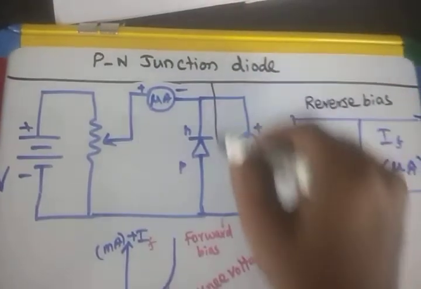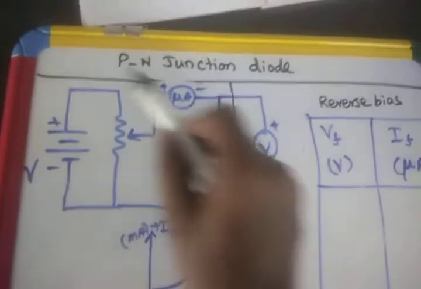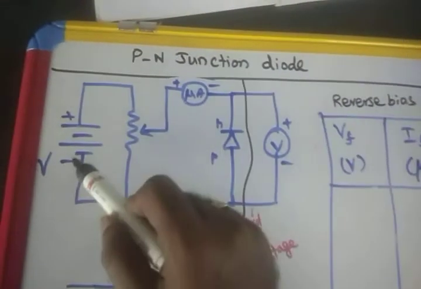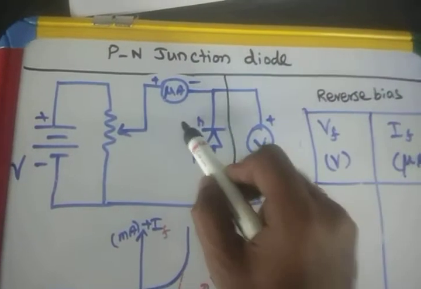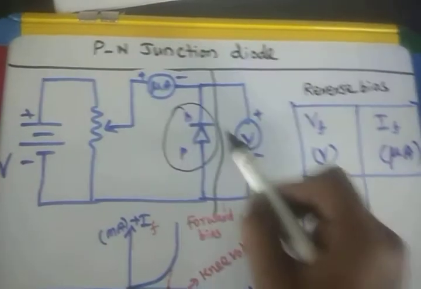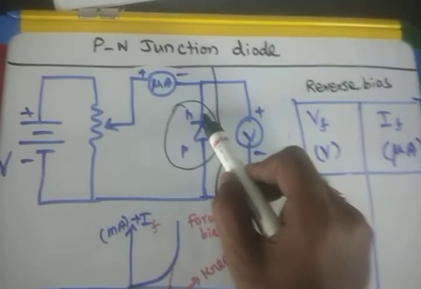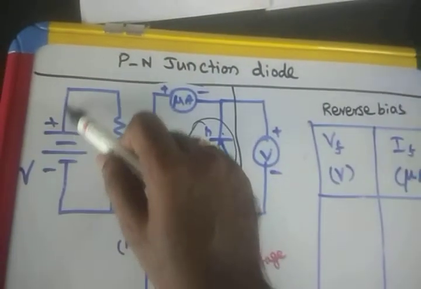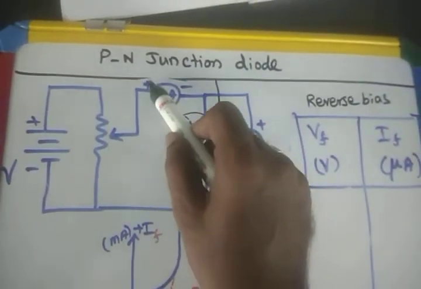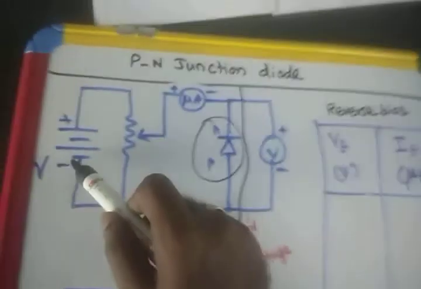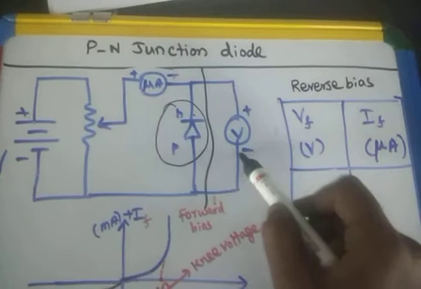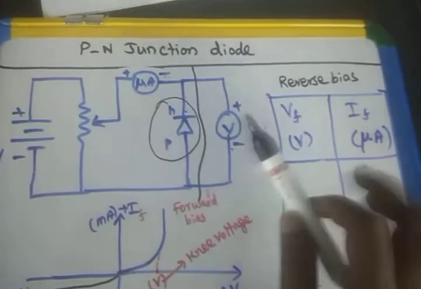So positive to microammeter positive, to N type, and P type to battery negative. Now the diode and the voltmeter are connected in parallel. So the N type of the diode is connected to positive. Positive terminal of the battery is connected to positive of the ammeter and positive of the voltmeter. Negative of the battery is connected to negative of this one and negative. So you have to see this order clearly while connecting the circuit.